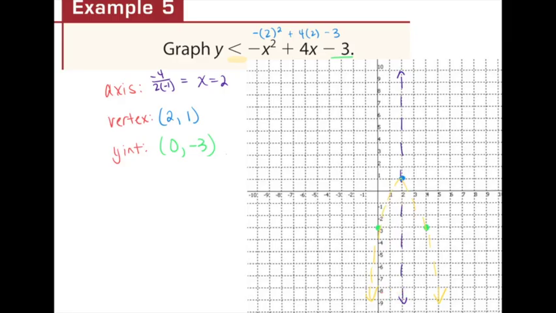Had it been pointing up and it said below, I would actually shade on the outside. Had it been pointing like this and said above, I would shade out here. If it was pointing up and I said above, I would actually shade inside of it. And so you have to decide where you are and where you're going to shade. In this case, I look at my vertex and I say below the vertex. Well, that's going to be inside that parabola that is shaded.